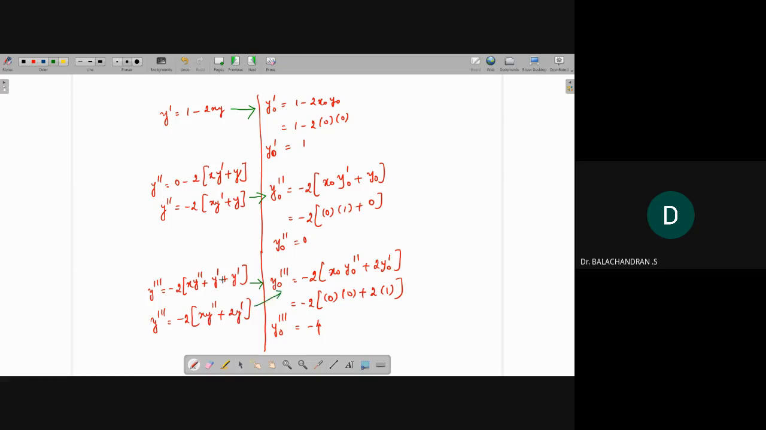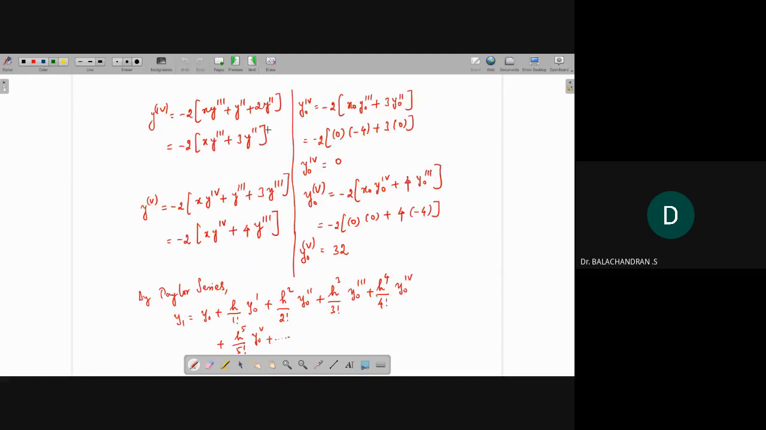Okay, because these two are equivalent. This is a simplified form. So minus 2 into x naught is 0, y naught double dash is also 0, plus 2 into y naught dash is 1. So finally, you have minus 4.